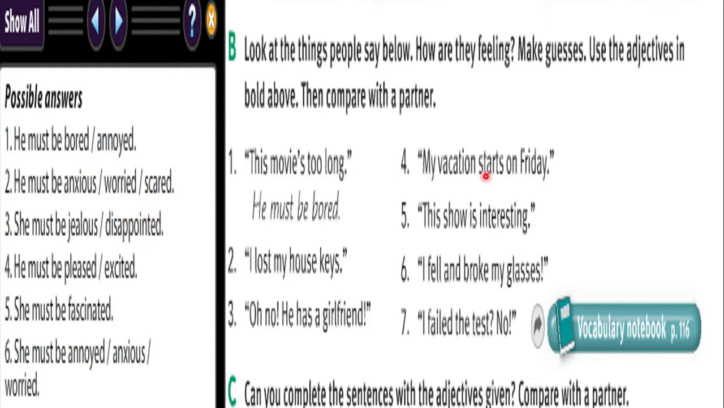Number 4, my vacation starts on Friday, so he must be pleased or excited. Esta persona debe estar feliz, complacida o emocionada. Number 5, this show is interesting. She must be fascinated. What does it mean? Esta persona debe estar fascinada porque está diciendo que el show le parece interesante.